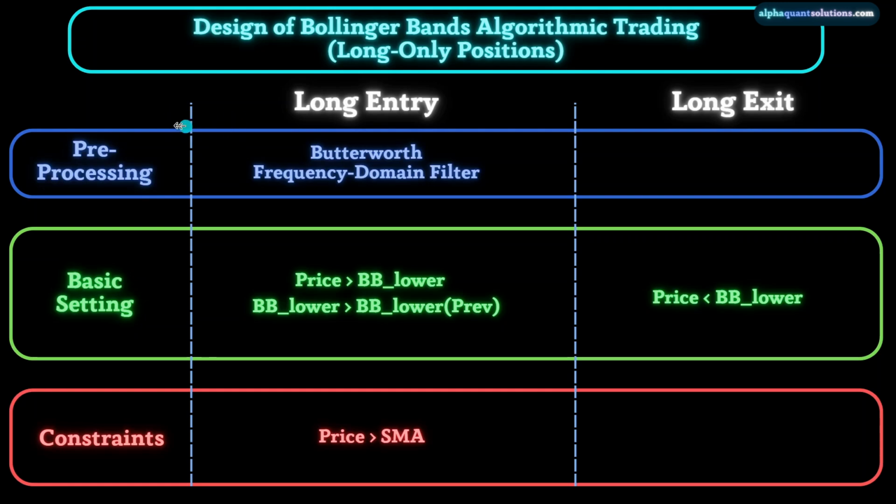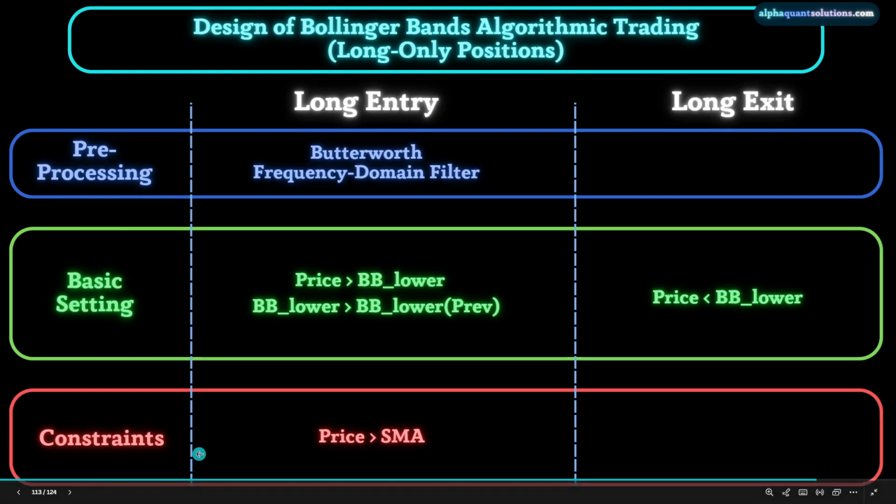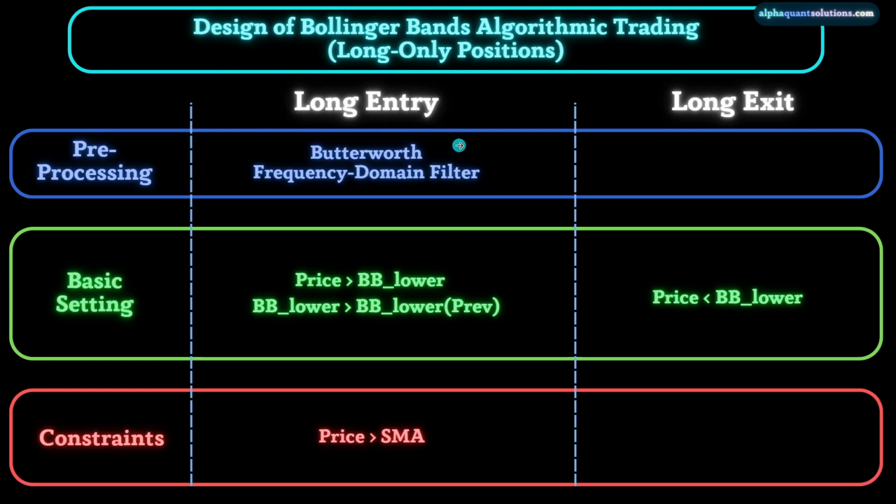So now here is the main structure of the algorithmic trading module. It has three steps: a pre-processing step, the basic setting or basic logic of the algorithm, and some constraints. So let's start with the entry of the trade. We will first take the asset price signal and then filter it using a low-pass Butterworth filter. The output of this filter is being used to generate the Bollinger Bands signals, so the lower, mid, and upper value of the Bollinger Bands.